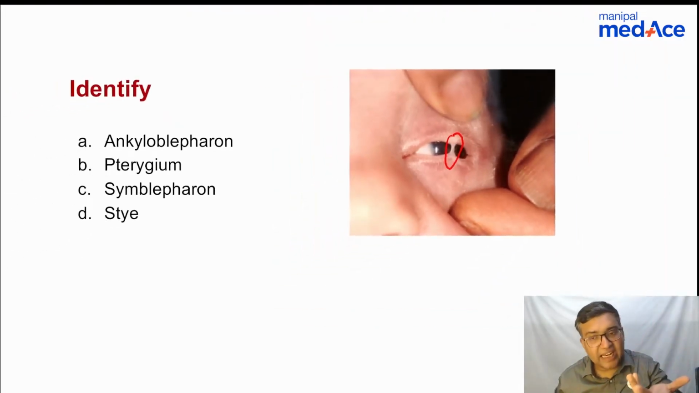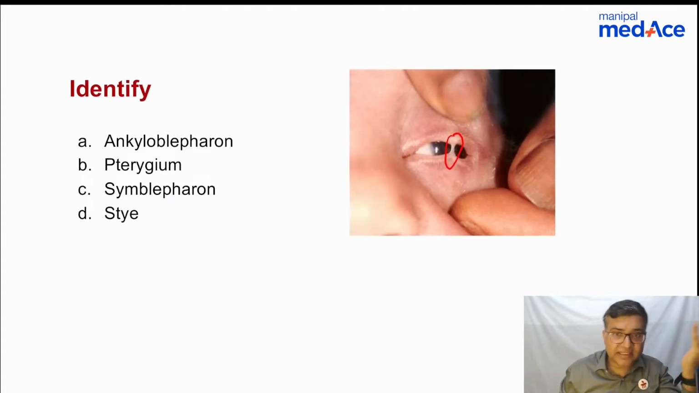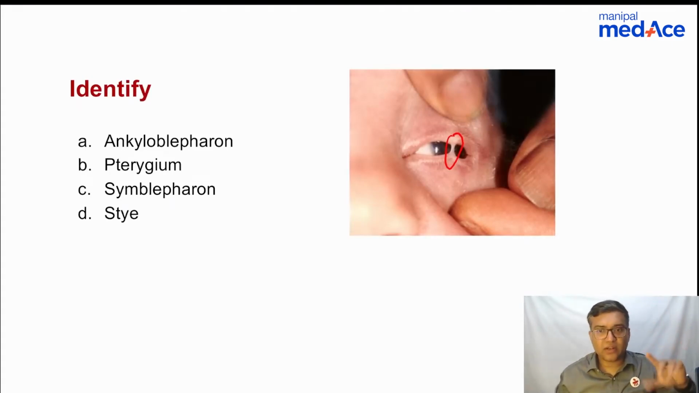Ankyloblepharon can be congenital, and it can be acquired as well. So it can be both congenital as well as acquired.